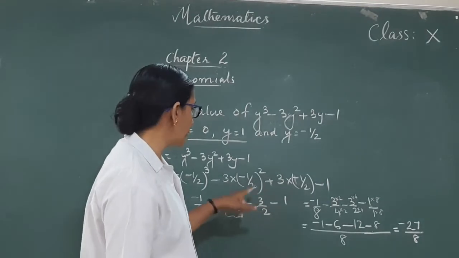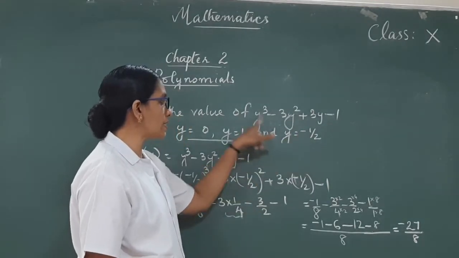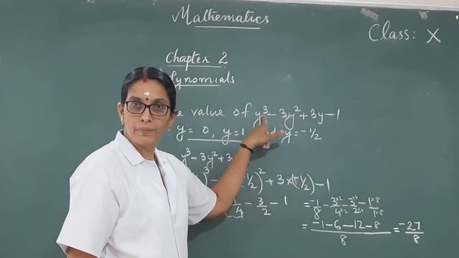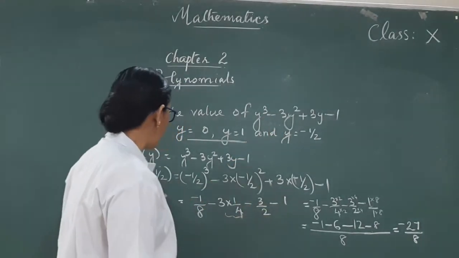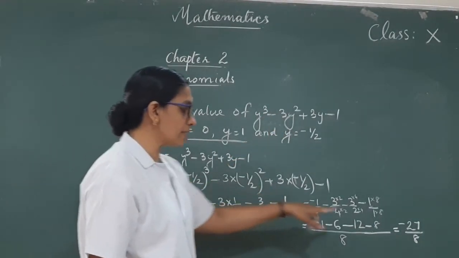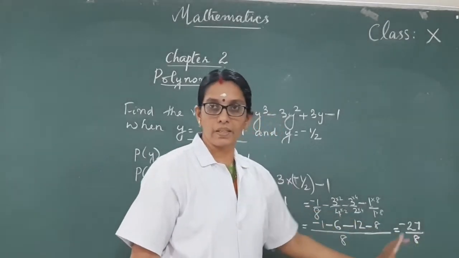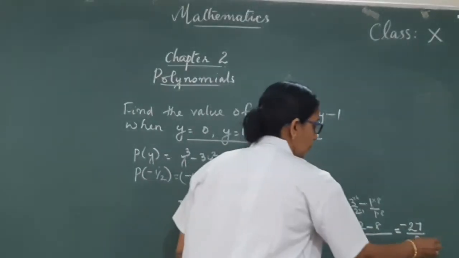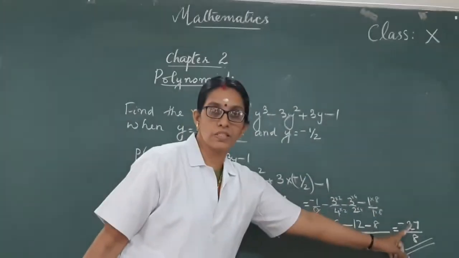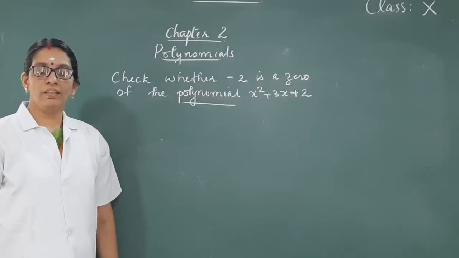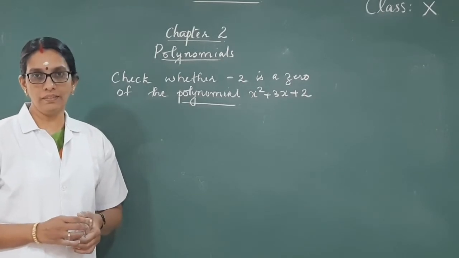So can you call this minus 1 by 2 a 0 of this polynomial? No, because P of minus 1 by 2 is not equal to 0. Okay, so P of minus 1 by 2 we got as minus 27 by 8. Now let's discuss another question.